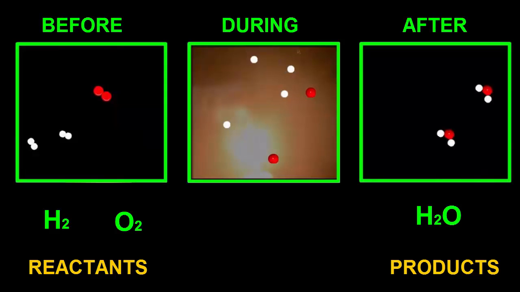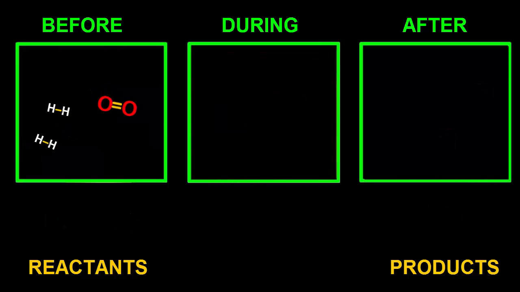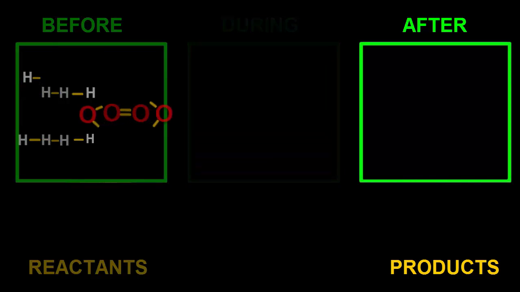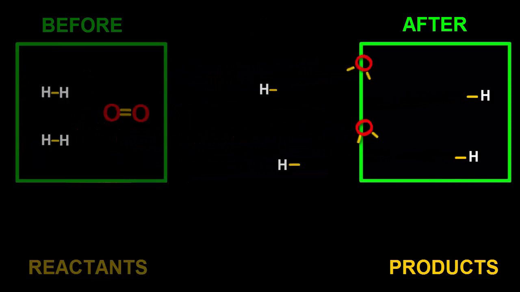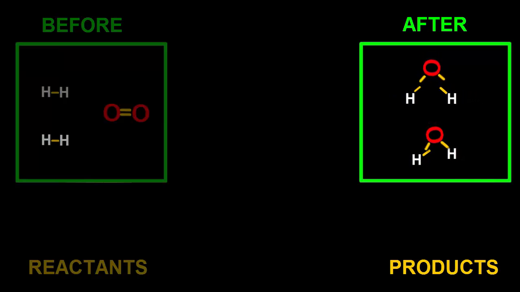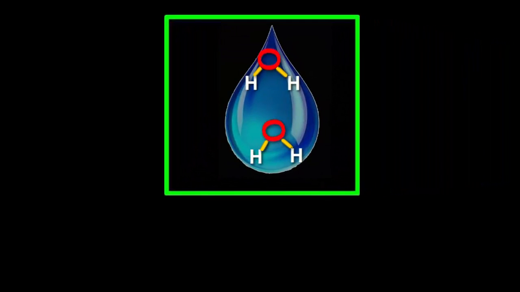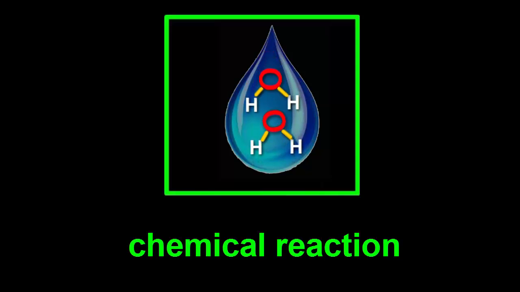We'll now show how the old bonds break and the new bonds are made. To do this, we'll use structural formulas which show the molecules as symbols joined by sticks. When the reactant molecules are pulled apart, the bond inside each H2 and the double bond inside the O2 are broken. When the H2O products are formed, 4 new bonds are made inside their molecules. The H2 and O2 have disappeared and are replaced by the H2O. A new substance has been formed, so this qualifies as a chemical reaction.